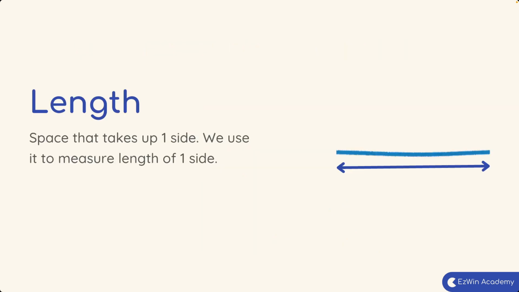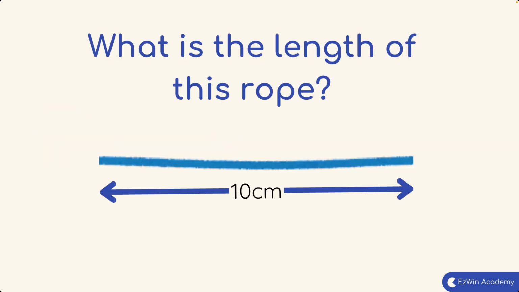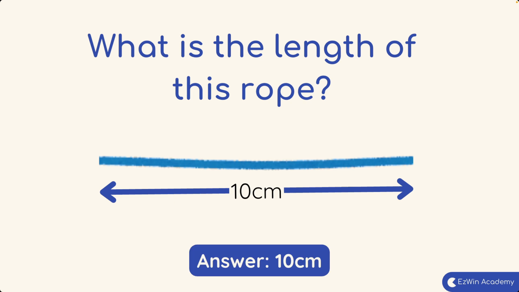Basically, a length is a space that takes up one side, usually from left to right. So we use it to measure the length of one side. Let's do a simple exercise. What is the length of this rope? If your answer is 10 cm, you're right.